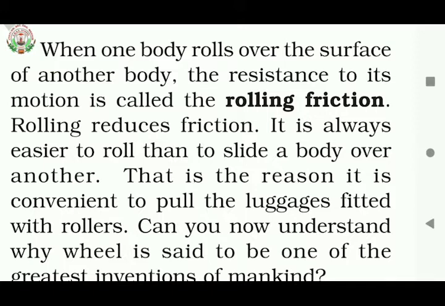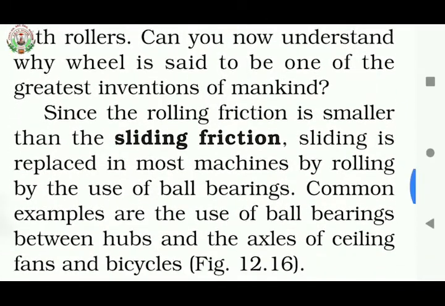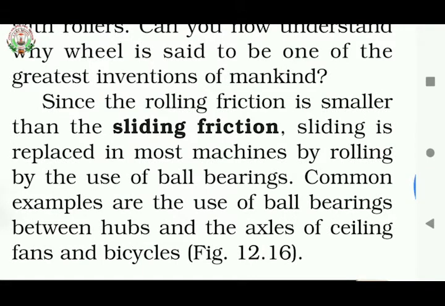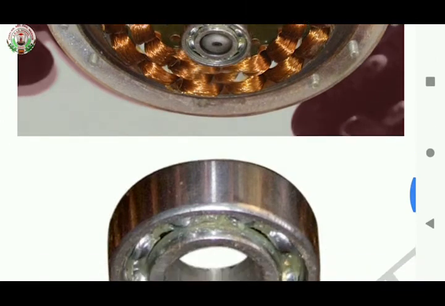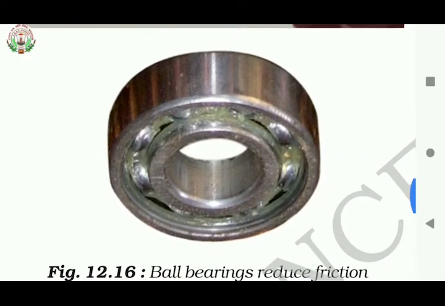This is why most forms of ground transportation use wheels, including bicycles, cars, roller skates, scooters, etc. Ball bearings are another use of rolling friction. Common examples are the use of ball bearings between hubs and axles of ceiling fans and bicycles. Why are ball bearings used in machines and fans, etc.? Because it reduces friction. Ball bearings look like this. See the figure.